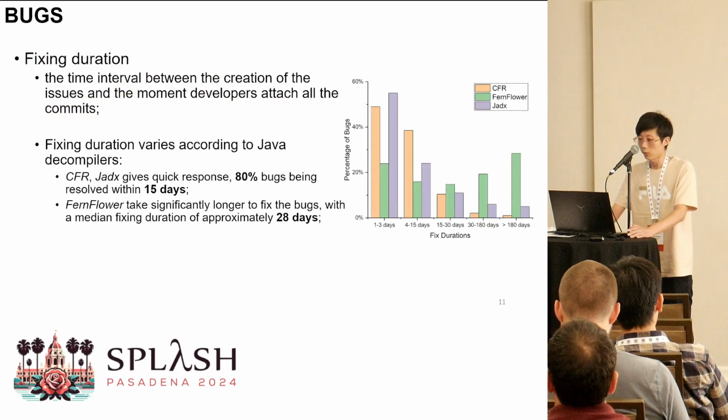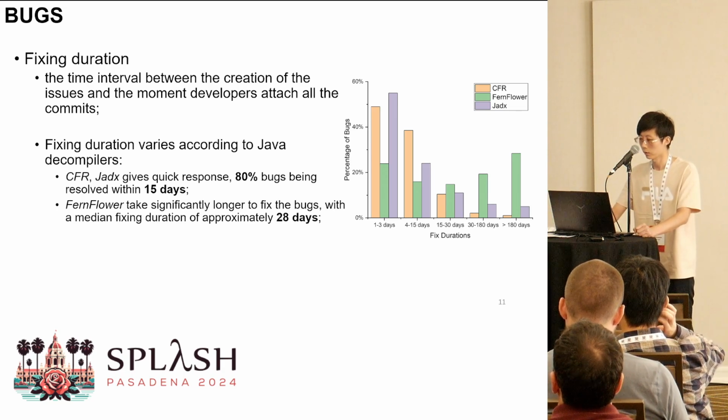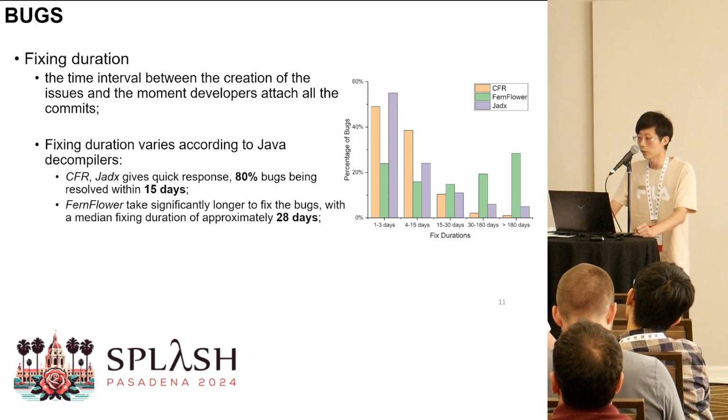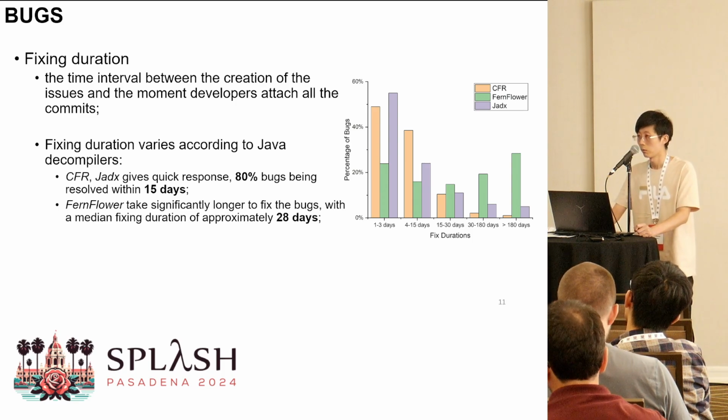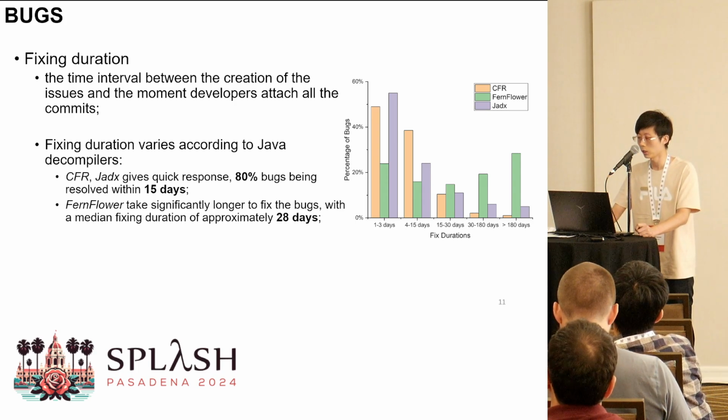The last characteristic of the bugs is the fixing duration, that is the time required to fix these bugs. As the figure shows, 80% of bugs in CFR and JEDEX, the two decompilers, were fixed within 15 days, while Fernflower takes significantly longer to fix these bugs, maybe because it has more strict bug checking mechanisms in its bug issue tracker.